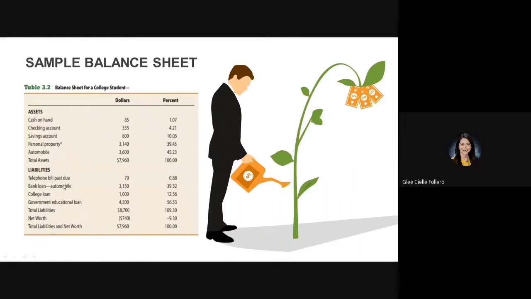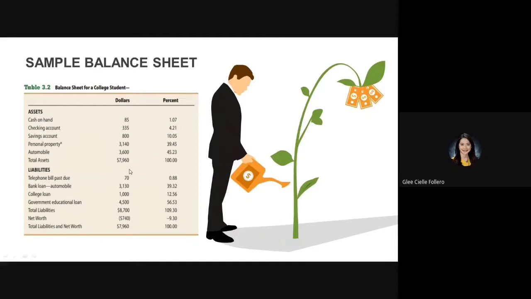And then under liabilities, meron siyang mga past due sa kanyang bills. Meron siyang loan. Yung nandito sa ano niya, na car or automobile, naka-loan siya. So, nandito din siya sa liabilities. 3,130 na lang yung balance. And then we have college loan, government, educational loan. And then the total liabilities are 8,700. So as you can see, mas malaki yung liabilities niya compared sa assets.